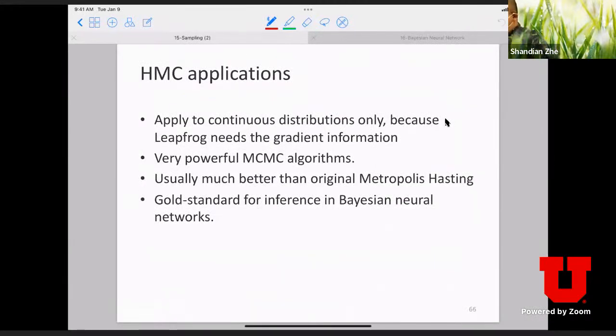So when can we apply Hamiltonian sampling? Or in other words, what's the limitation of Hamiltonian sampling? So first of all, we can see that it only applies to continuous distributions. Why?